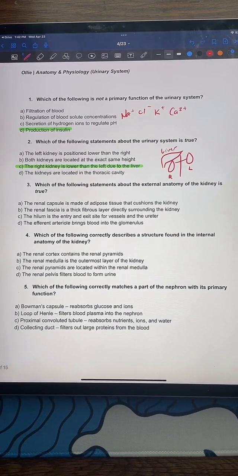Number 3, which of the following statements about the external anatomy of the kidney is true?